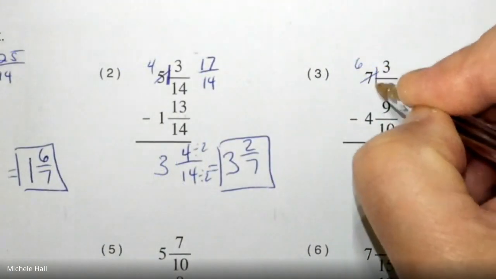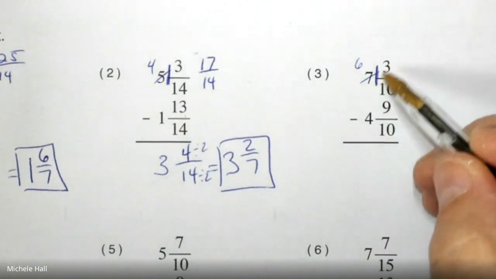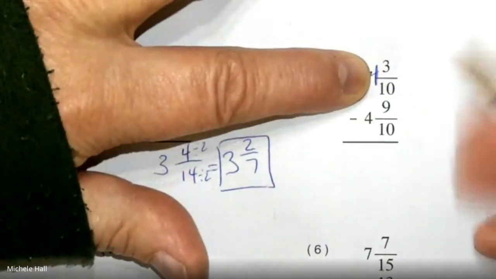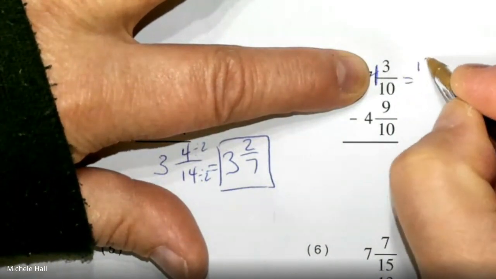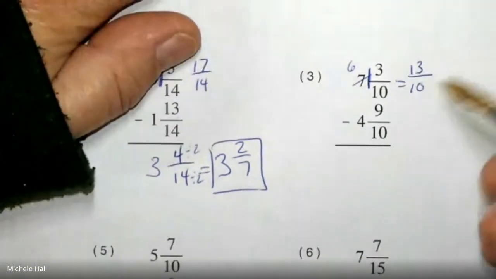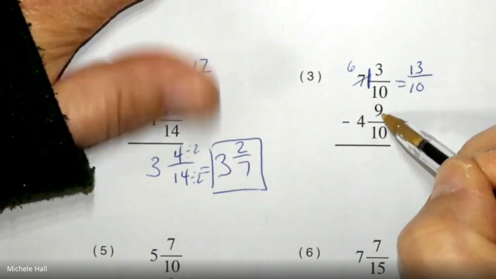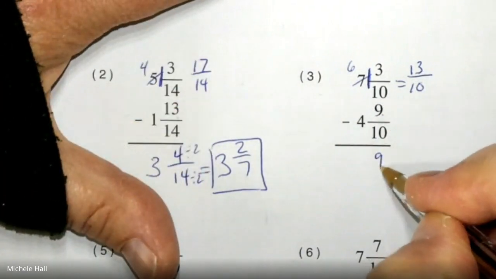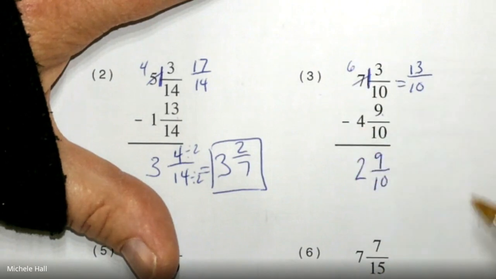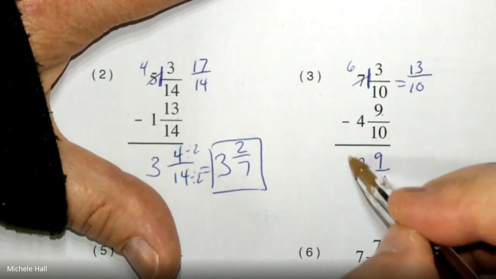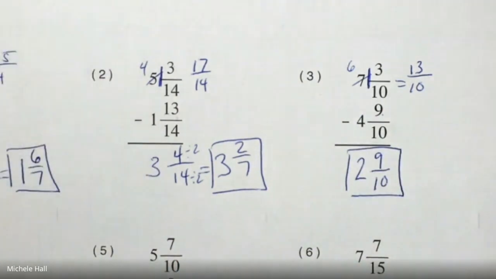Borrow from the 7. Add that 1 to my fraction. And now I have 1 and 3/10. Changing it to an improper fraction, I get 10 times 1 is 10, plus 3 is 13/10. 13/10 subtracting 9/10 is 4/10. And then 6 subtract 4 is 2. 9 and 10 have nothing in common. Final answer.